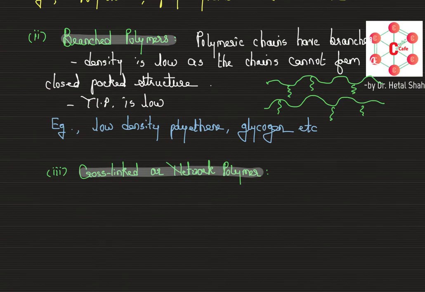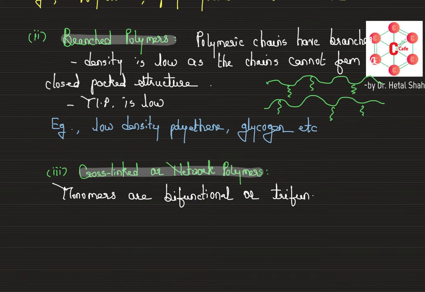Now cross-linked or network polymers, right? Now this is a very special case, you must know this, that here the monomers are bifunctional or trifunctional. Monomers are bifunctional or trifunctional. That is one thing, which means they may have two functional groups or three functional groups or more.